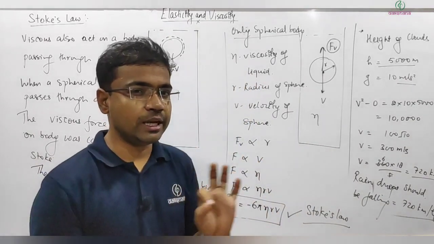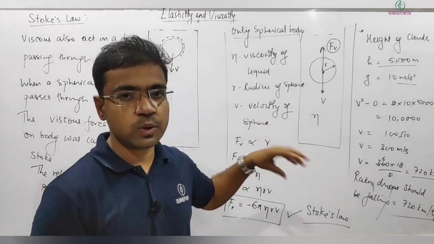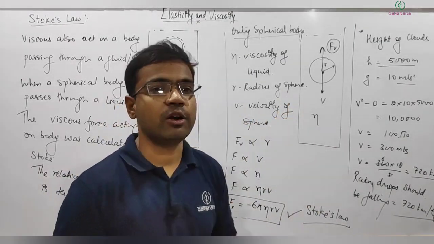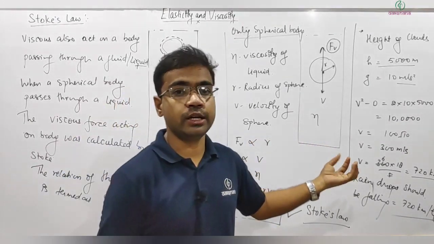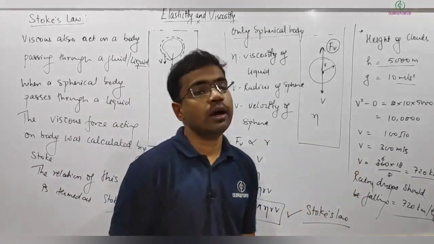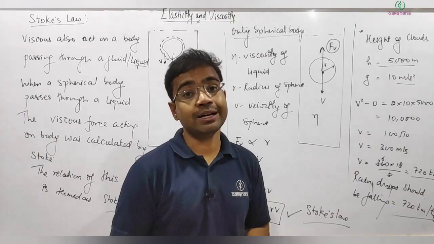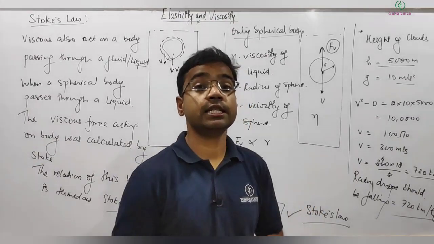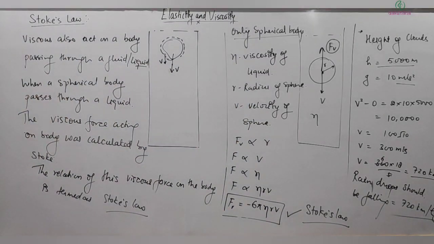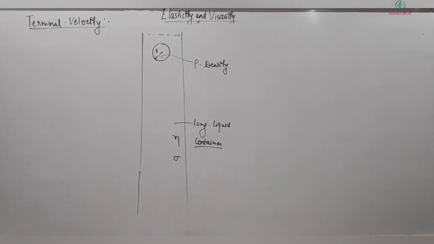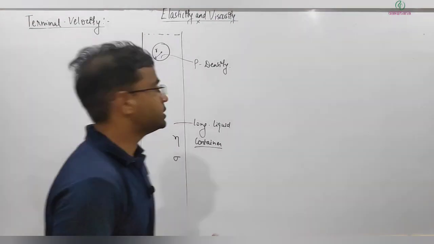The idea should be clear: because of the viscous force, it's opposing the motion, and that's why it's not allowing the velocity of the raindrops to increase continuously up to the point it finally hits the ground. So next comes terminal velocity. Let me first explain that concept. Okay, so next is terminal velocity.